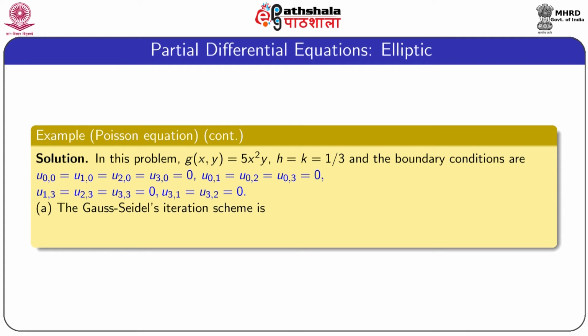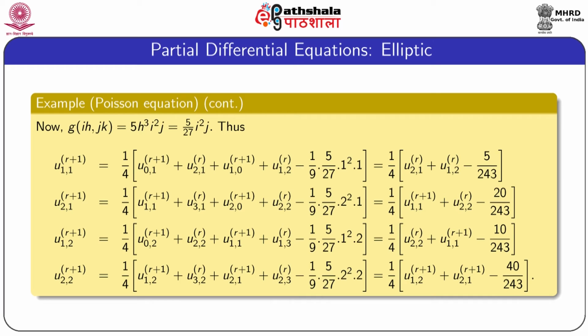Now we consider the Gauss-Seidel iteration scheme. This is the Gauss-Seidel iteration scheme. The last term is added as minus h square g of ih, jk, and for this function g of ih, jk equal to 5 into h cube i square j, which is equal to 5 by 27 into i square j, because h is equal to 1/3. Thus the iteration scheme for U11, U21, U12 and U22 are given by these 4 equations.